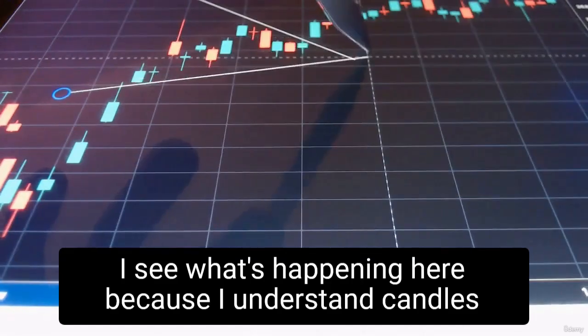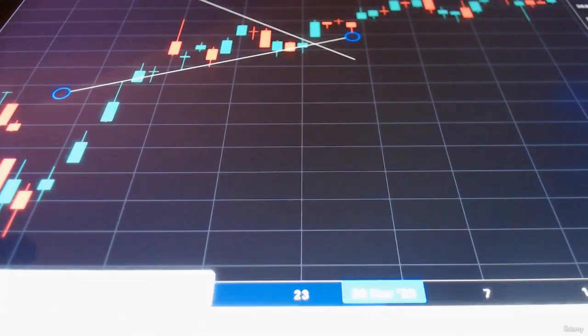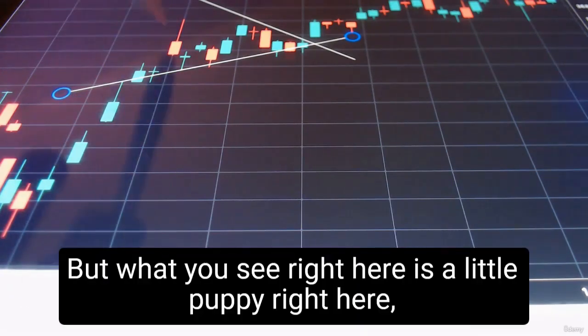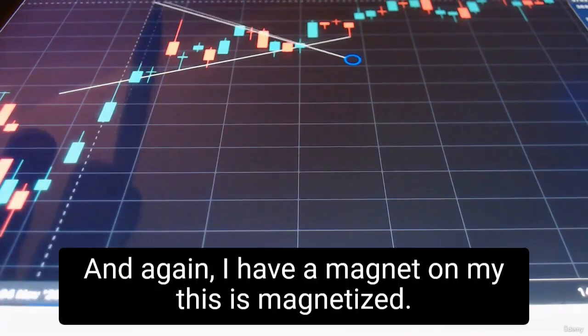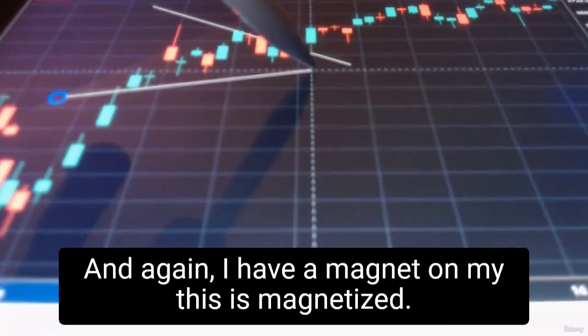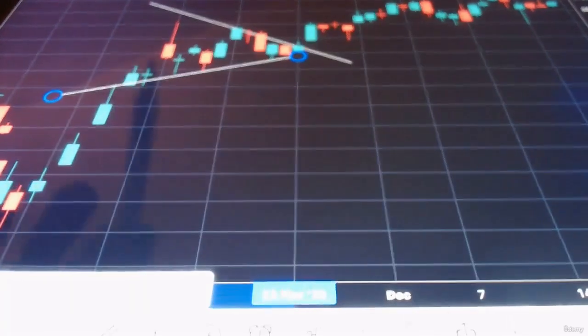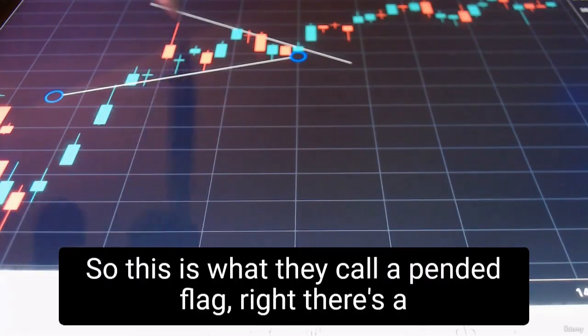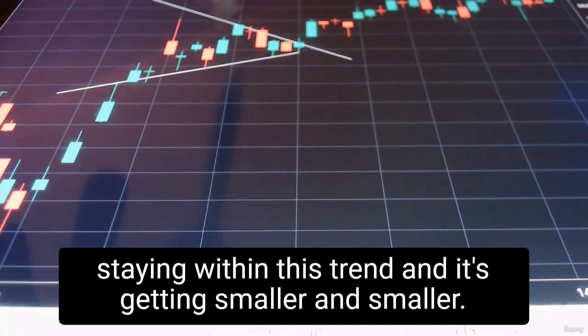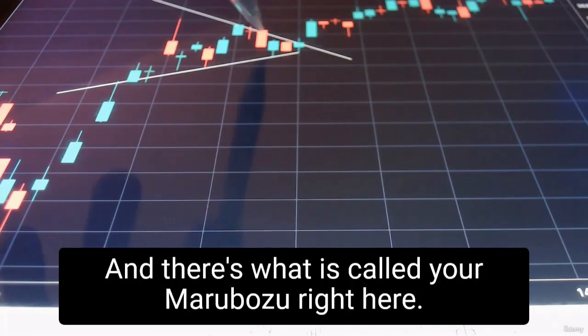I see what's happening in here because I understand candles very well, so I'm able to spot certain things. But what you see right here, this trend, and again, I have a magnet on; I like to magnetize it. This is what they call a pendant flag, right? There's a pendant flag right here. So this market is actually going up, but at this point it's staying within this trend and it's getting smaller and smaller. And there's your what is called your Marubozos right here.